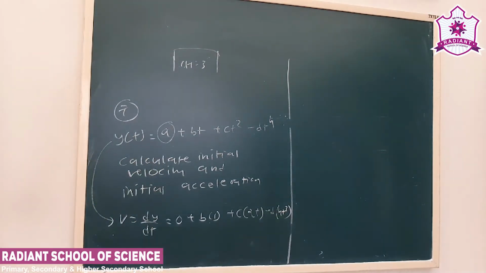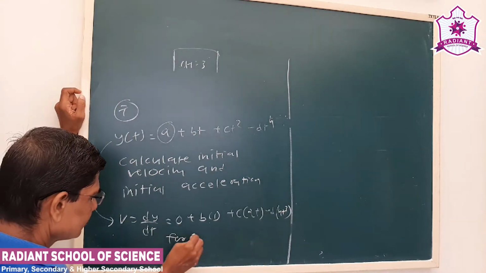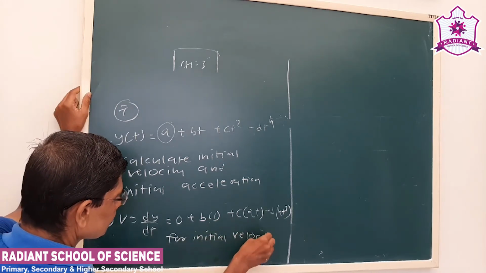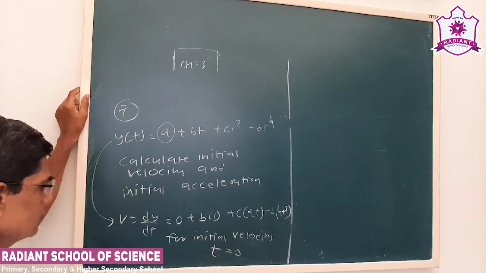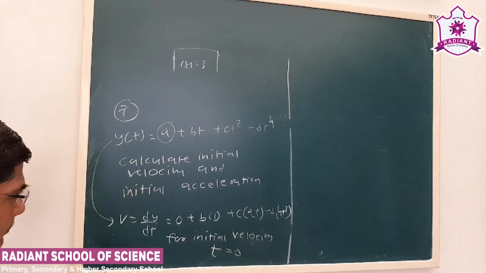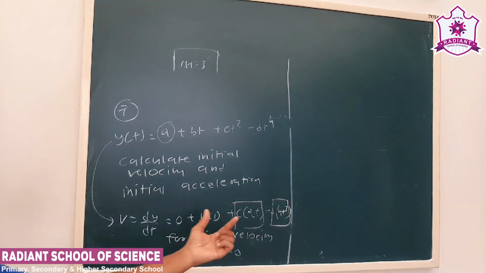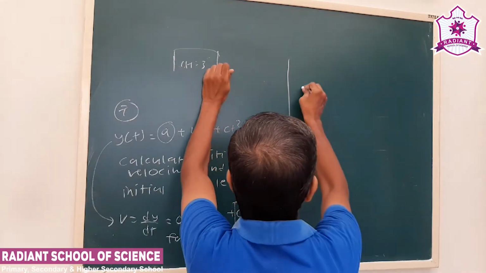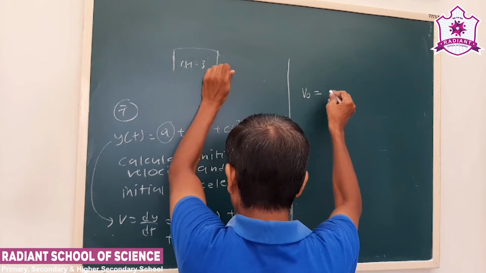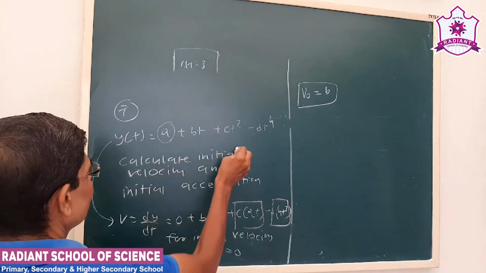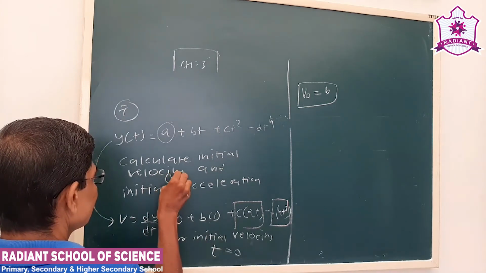Now for the initial velocity, we have to take t equal to 0. Here t will be 0, and here also it will be 0, so these two terms will become 0. So the initial velocity, which we call v0, will be equal to b. That is the initial velocity, that we call v0.